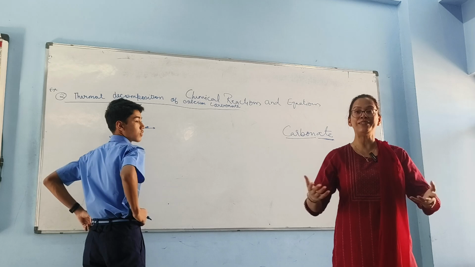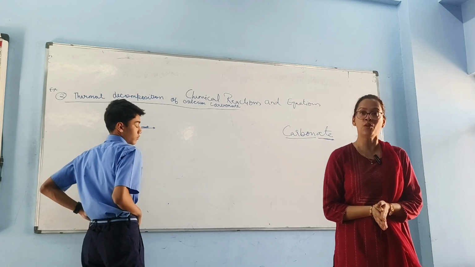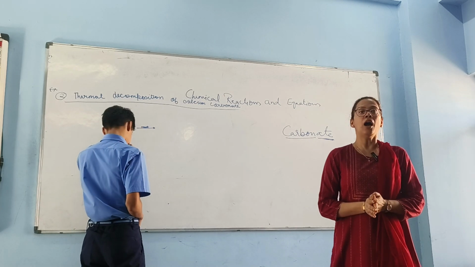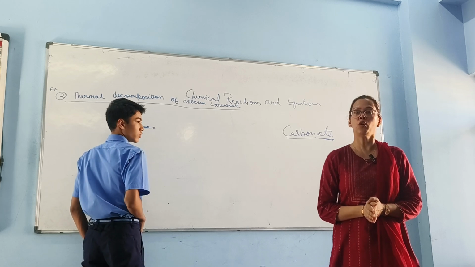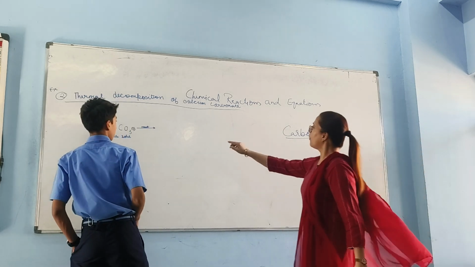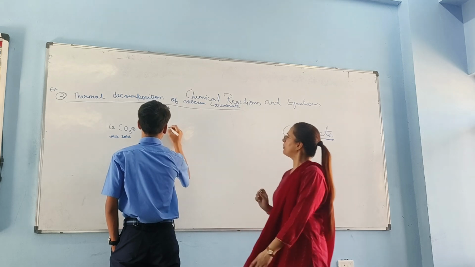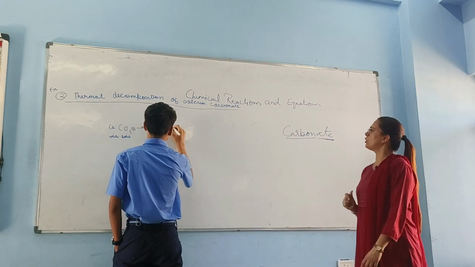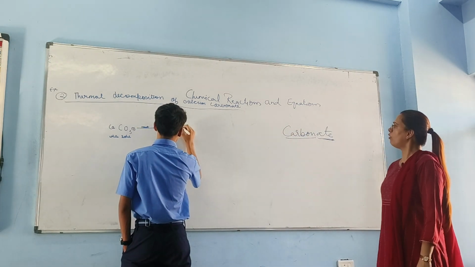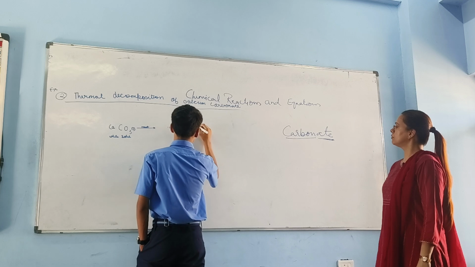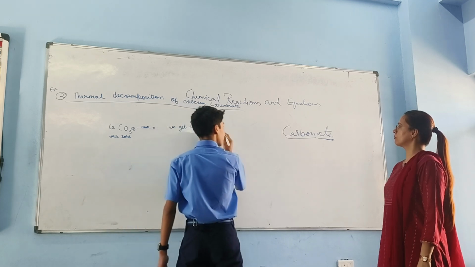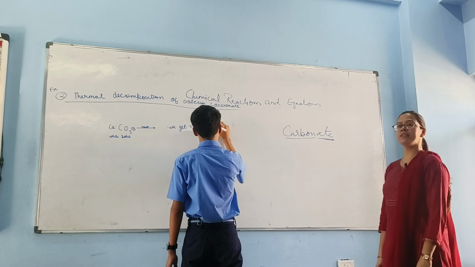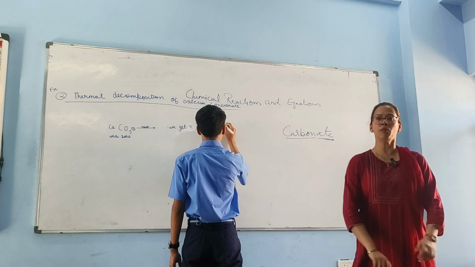First, we need to see the physical condition. What happens? We get a white powdery substance. What do we get? We get, put a dot here. First of all, what happens? We get a white powdery substance of calcium oxide.